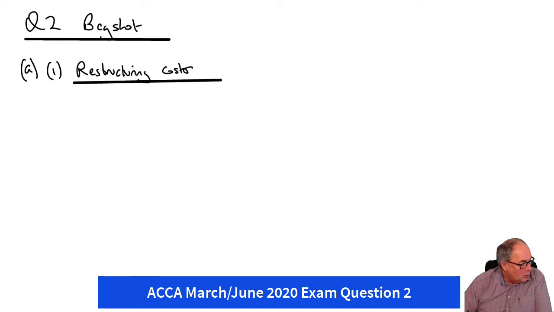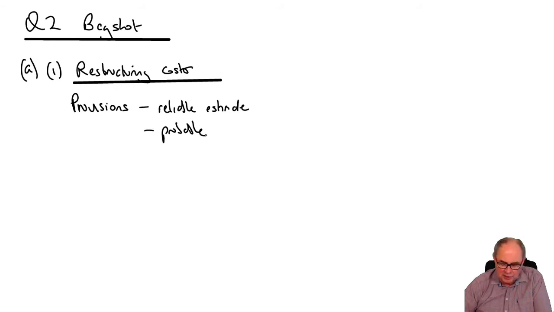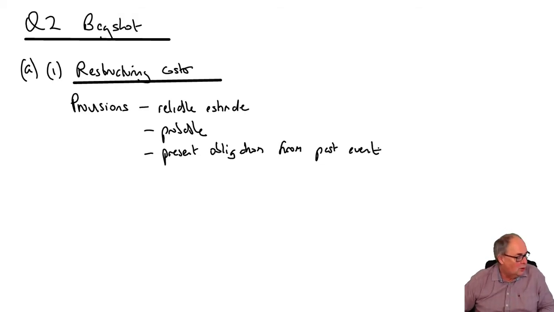So when we talk about provisions, the basic knowledge I'm sure you have within you, and you know the sort of words that are associated. We recognise provisions if you can make a reliable estimate, if the outcome is probable. So these are all words that are second nature to us. If there is a present obligation from a past event. So those words would not cause us to struggle.